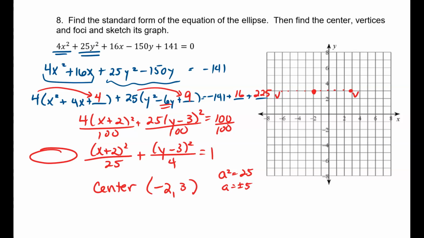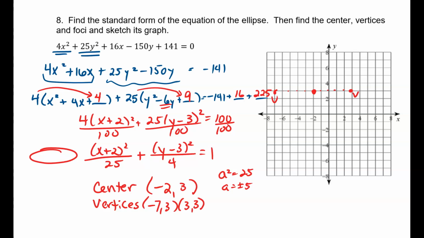Now, a, my friends, is always used to find, with hyperbolas and ellipses, your vertices. So our two vertices in this case are going to be at negative, did I count right? Oops, I didn't count far enough over on this one here. 1, 2, 3, 4, 5. Yeah, that should be a negative 7 instead. A negative 7, 3, and a positive 3, 3.